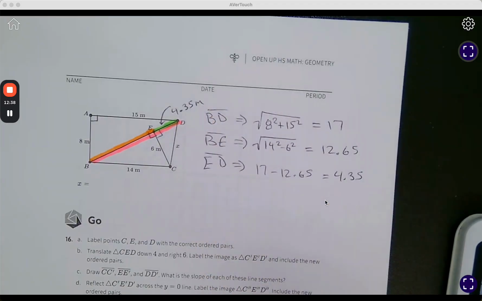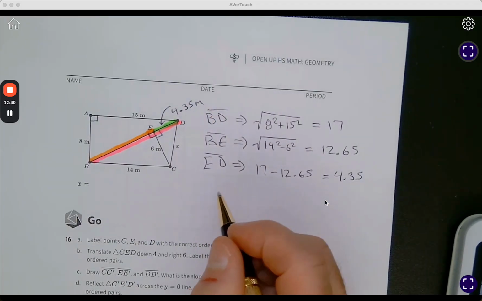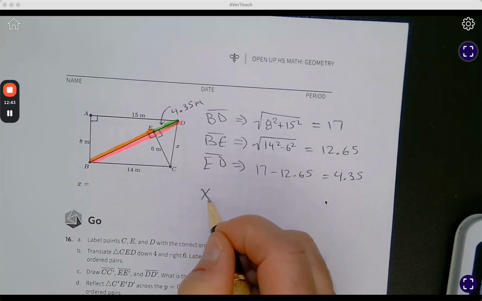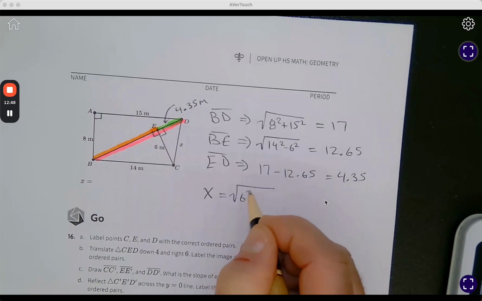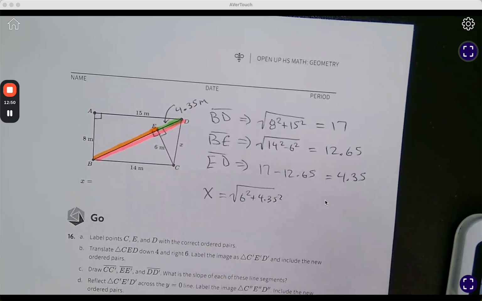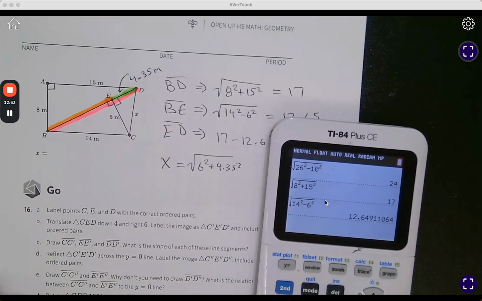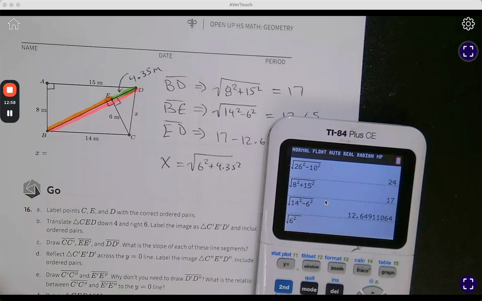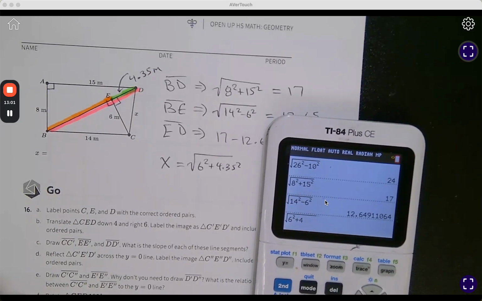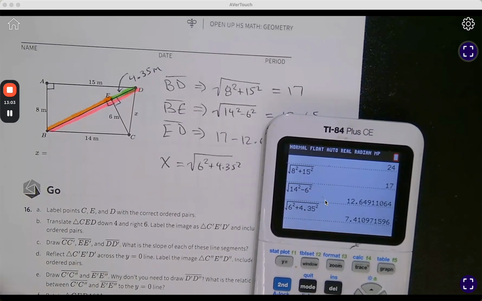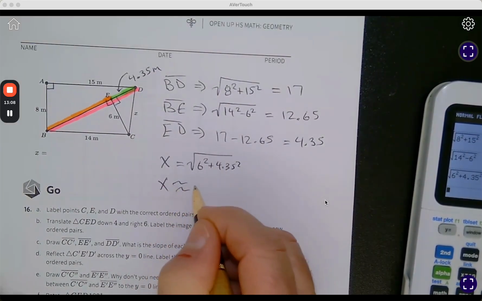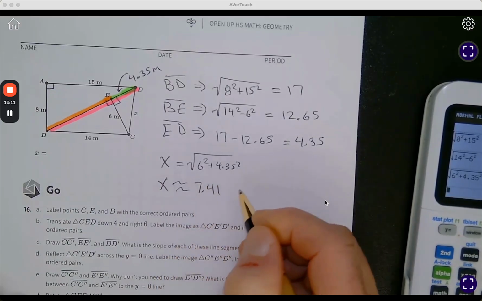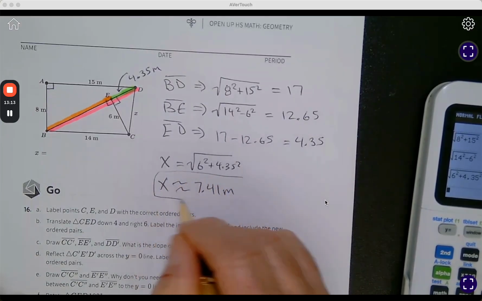Meters. All right, now I'm going to use Pythagorean's theorem again. And this is my final answer, right? This is x. X equals the square root of 6 squared plus 4.35 squared. The square root of 6 squared plus 4.35 squared equals 7.41. So x is approximately, that's approximate because I'm rounding the answer. And don't forget unit of measurement for full credit, please. Meters.